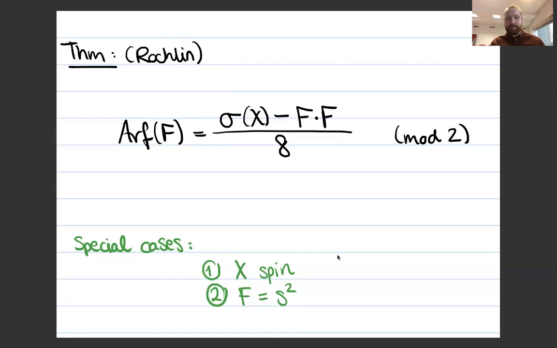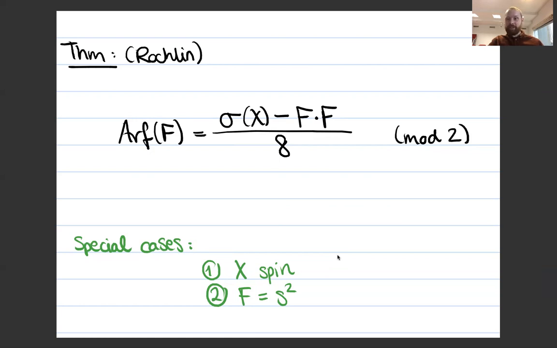And then Rokhlin proved this theorem, that the Arf invariant of F is related to these quantities. So the signature of X minus the self-intersection form. So this is the first formula I showed you in a simplified form, but it's just Rokhlin's version of it.